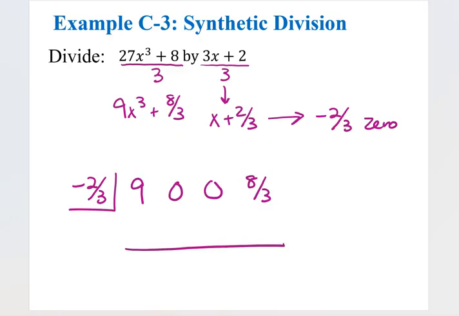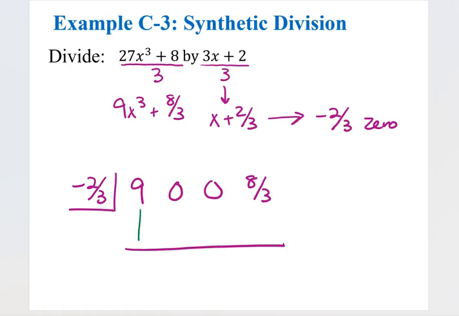All right, and then it's just the same process we did before. The setup is the hardest part. So just remember, divide everything by whatever that coefficient is in front of your divisor, and then set everything up the way you did before.